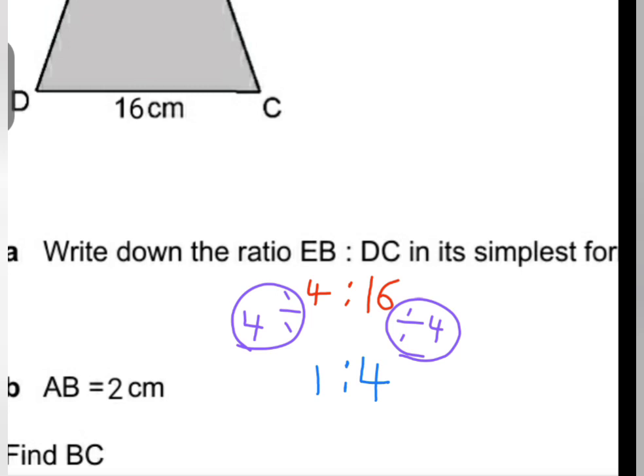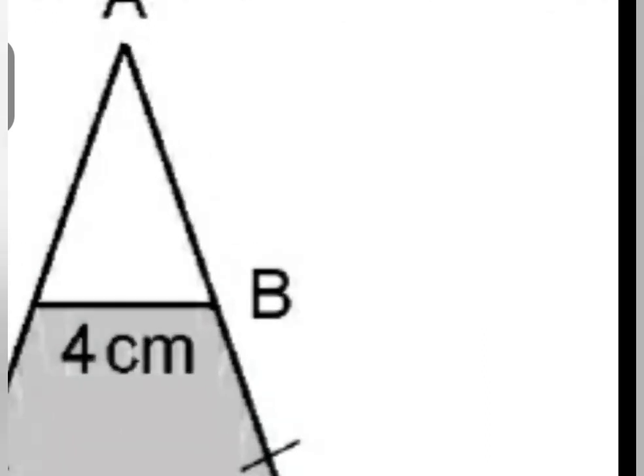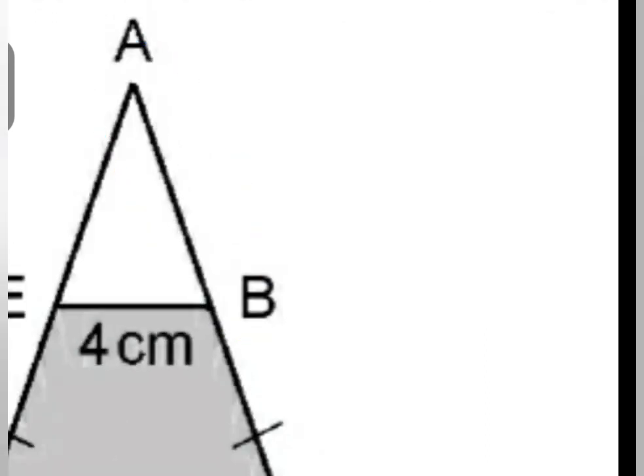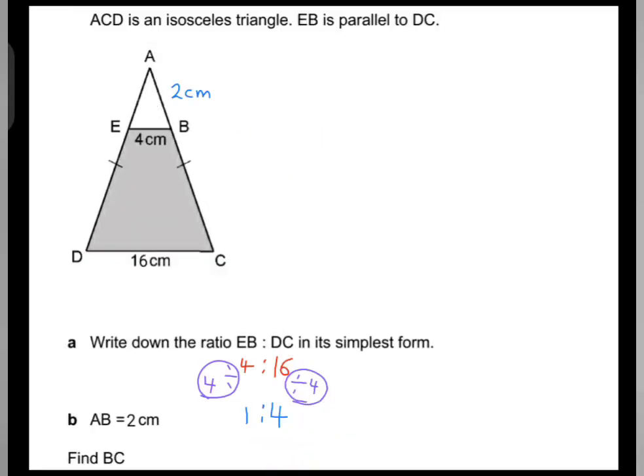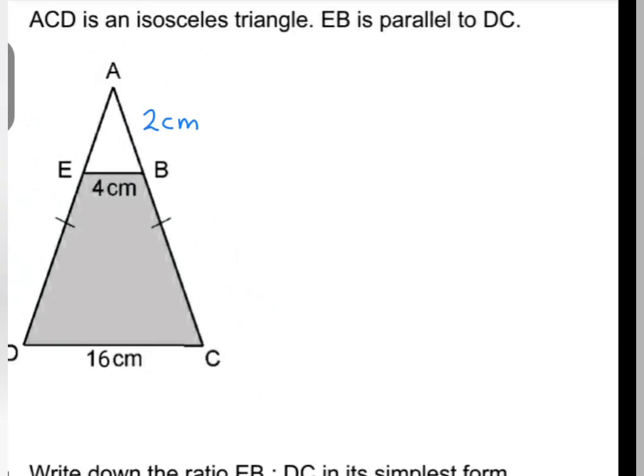Question B, AB is 2 centimeters. Find BC. Now, let's take a look at AB first, and we write 2 centimeters next to it. This is AB, and they said it's 2 centimeters. So we write 2 centimeters next to it. Now, they want us to find what? Very good, BC. And this is BC. Now, when we work on 2 triangles on each other, the first step to do is what? Very good, separate them.